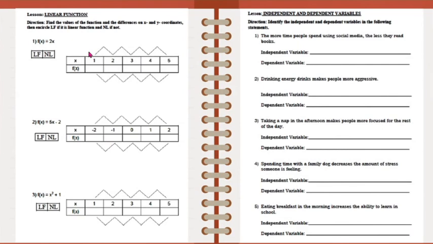Next is for the linear function. So, ito yung sinolve natin kanina. So, ilalagay mo muna dito sa f of x or do sa y yung value. So, substitute mo itong x ng 1, ng 2, ng 3, ng 4, and 5. And then, pagka nakuha mo na yung values ng x, kukunin mo naman ngayon yung coordinates. Differences ng x and y coordinates. Pag nakuha mo na, bibilugan mo ngayon yung LF kung linear function at NL kung hindi linear function yung lalabas. Next is for the lesson independent and dependent variables. So dito, isusulat mo lang yung independent variables at saka yung dependent variables.